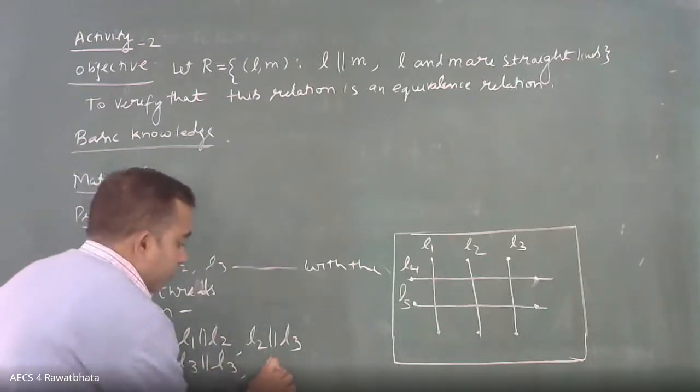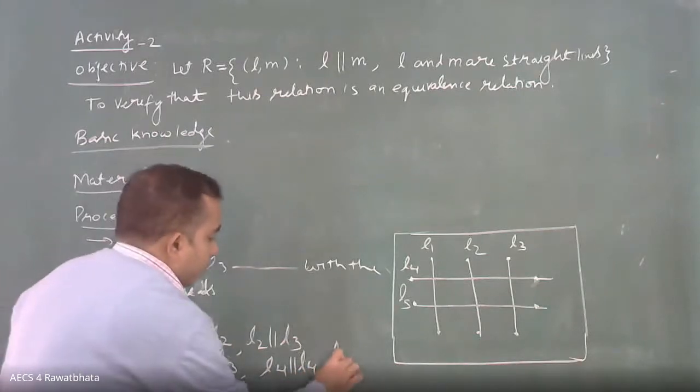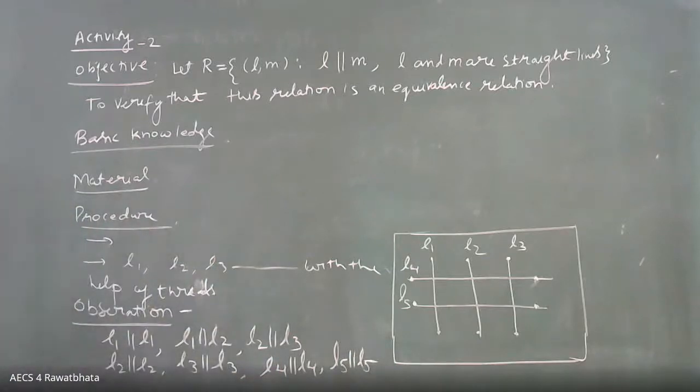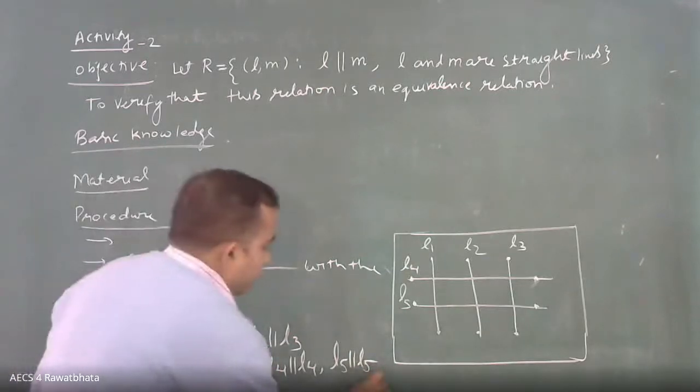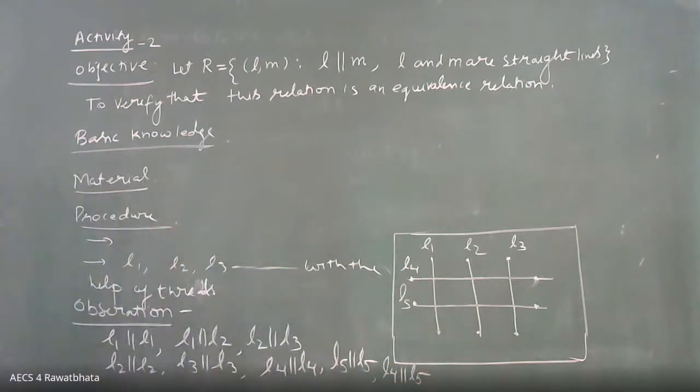L4 is parallel to L4. L5 is parallel to L5. And they are mutually parallel also. So L4 is parallel to L5. And so many things are there.